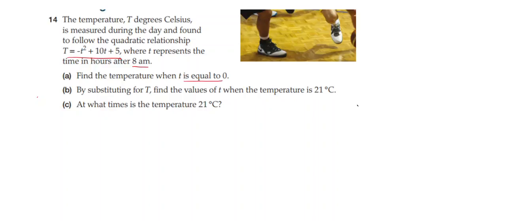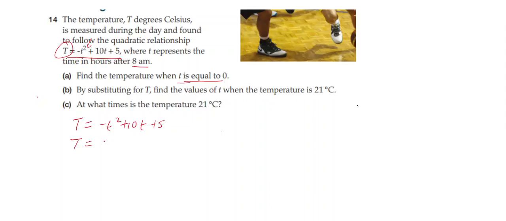Capital T represents temperature, small t represents time. So you've got to get that really clear, otherwise the question won't make sense. So find the temperature when small t equals 0. We know the temperature is given by this equation, in degrees Celsius. So when time equals 0, what is the initial temperature, basically?